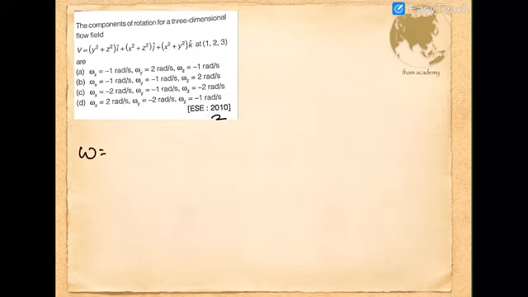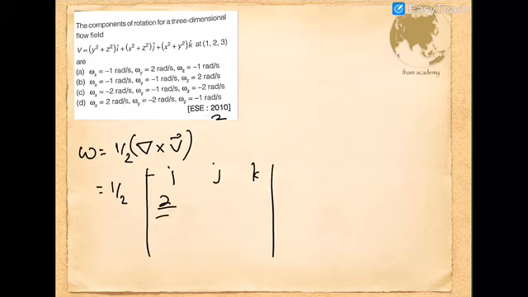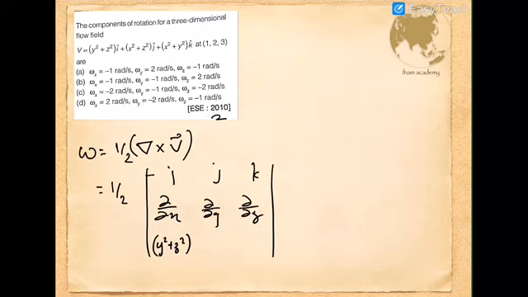So omega is given by half into curl of velocity v. That's a definition. So 1 by 2 into curl. This value can be expanded as i j k, dou by dou x, dou by dou y, dou by dou z, and the velocity components. The first component of velocity is y square plus z square, the second term is x square plus z square, and the third w component is x square plus y square.